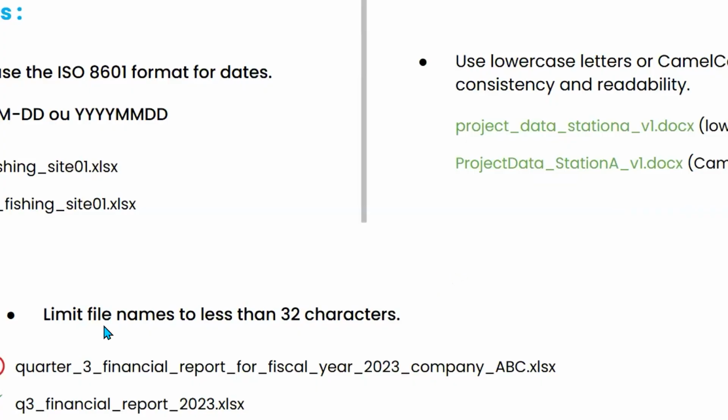Then also, it is good to limit the file names to less than 32 characters, because if too long, it's impossible to understand. Also, some systems cannot open the file when there are more than 32 characters. So you can put all the information that is necessary, but don't exaggerate it.